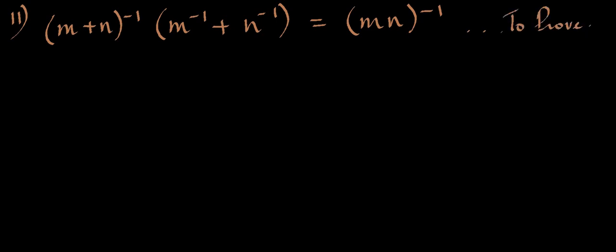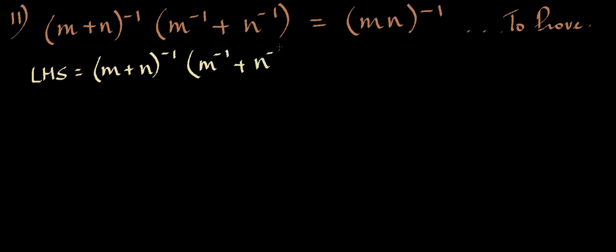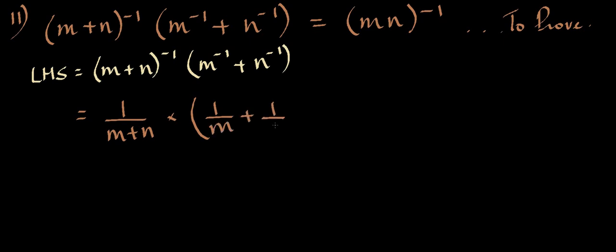Okay. Now, how are we going to prove it? We will first start with our left hand side. LHS is equal to, what is the LHS equal to? M plus n, the whole raised to minus 1, into m raised to minus 1 plus n raised to minus 1. This is further equal to, since the powers are negative, we are going to make reciprocal, 1 upon m plus n into, we will have here 1 upon m plus 1 upon n.